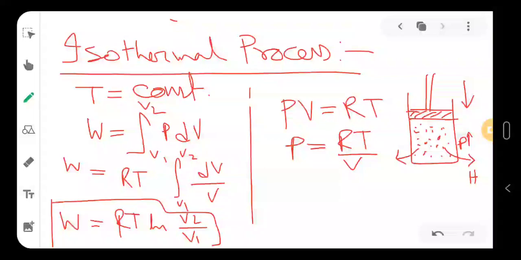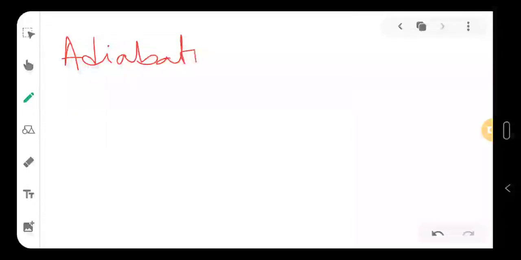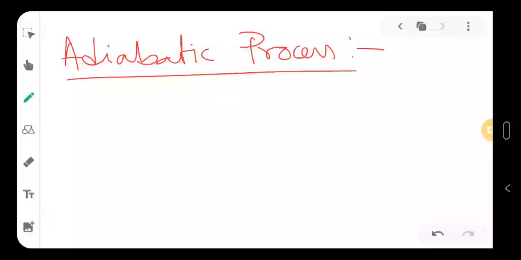The last process remaining is the adiabatic process. So what is an adiabatic process? Let us come to this. It is a little different from our isothermal process; you can say the opposite of the isothermal process. In this process, we are going to do things really fast.